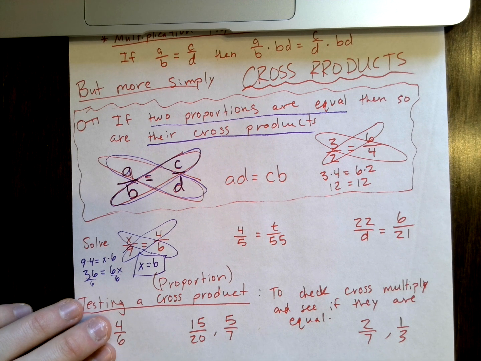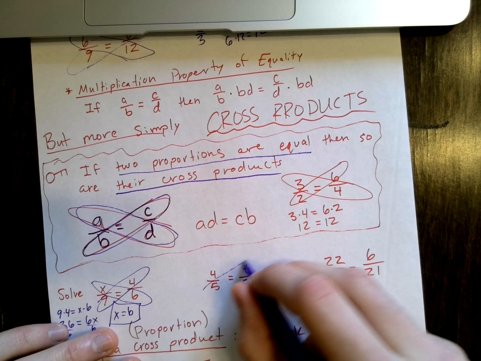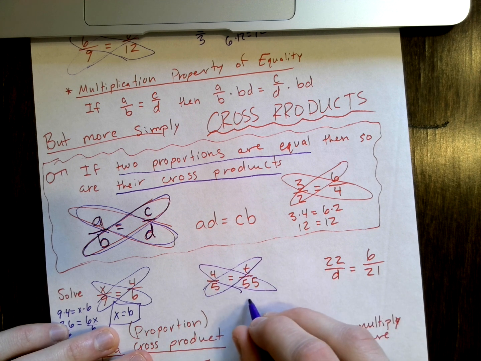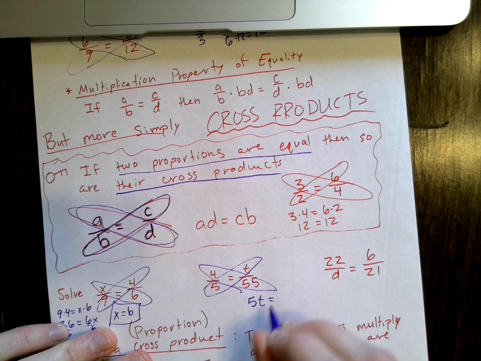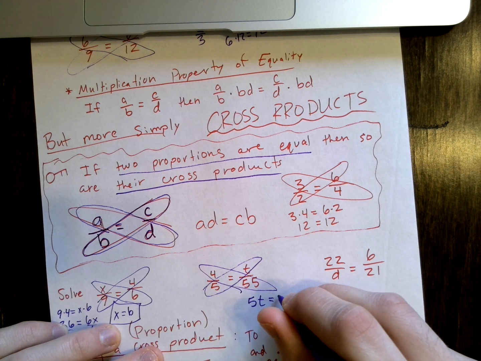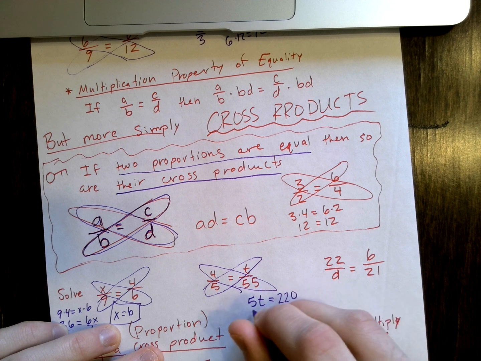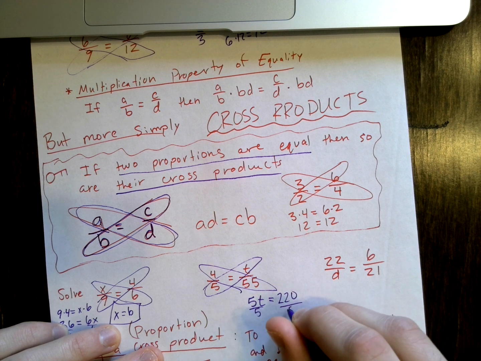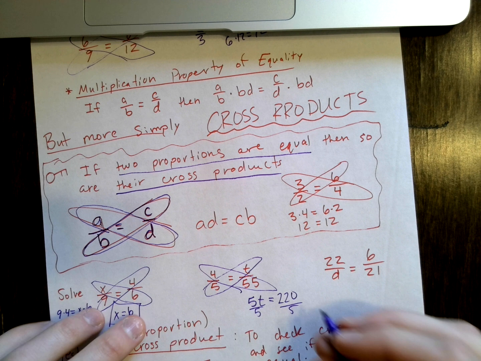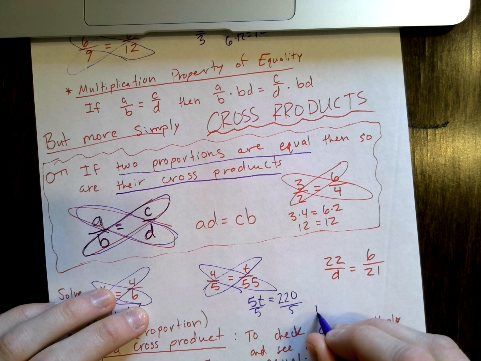I cross multiplied and then solved. This is going to be our key for today. Here's another example. Cross multiply here. One side we're going to get 5 times t, and then that's going to be equal to 55 times 4. That's going to be 220. Divide each side by 5. 220 divided by 5 is 44. So then we would get t equals 44.